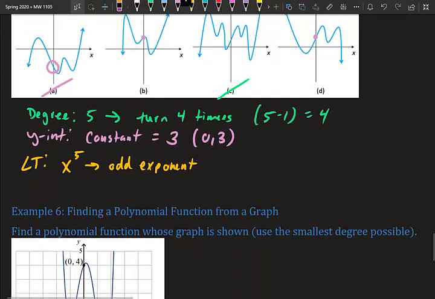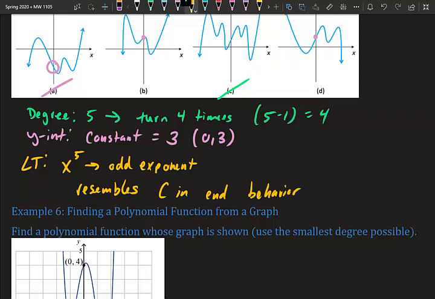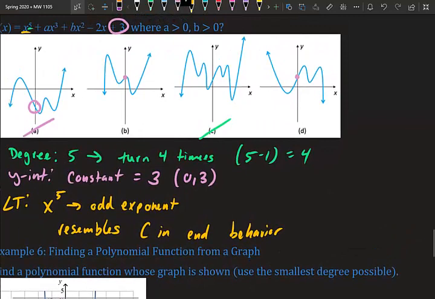So since it resembles C in the end behavior, we know the ends are going to be like this. Whatever's in the middle, we don't care. We just care about what the ends look like. So let's try to match up our ends. They have to go down, then up. This goes down, then up. D does not go down, then up, so it is not D. Our answer is B.